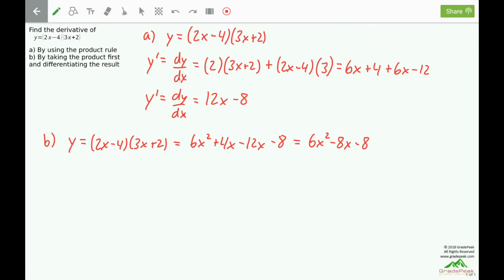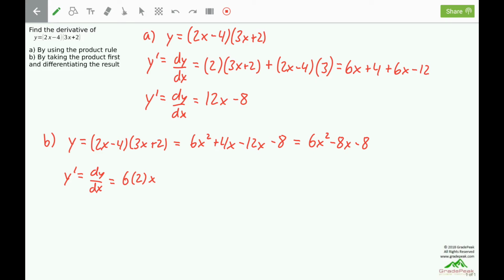And now we can differentiate this result. Since these terms are being combined by subtraction, we can take the derivative of each independently and combine the results by subtraction. So y prime, which is dy/dx, the first term will follow the power rule, bring the power down, multiply with the 6, and subtract 1 from the power. 2 minus 1 is 1, so we'll have x.